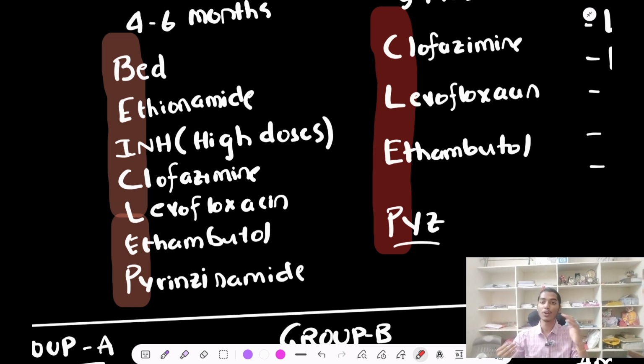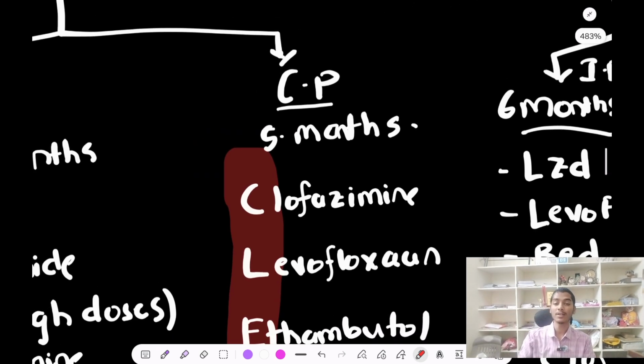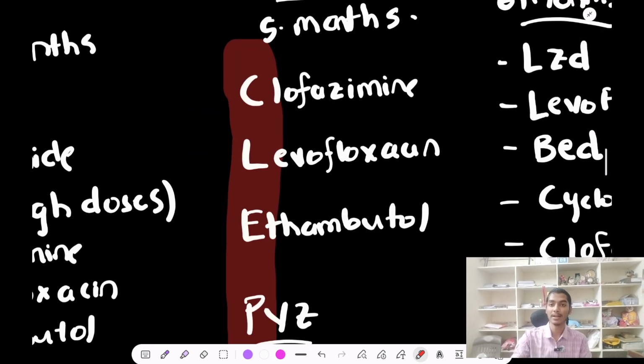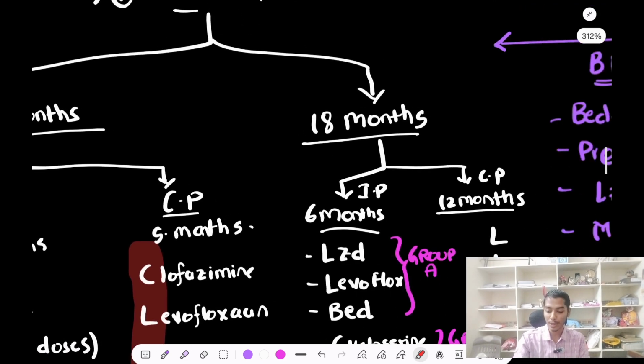Even though it is resistant, we will give high dose. Then C for clofazimine, L for levofloxacin, E for ethambutol and P for pyrazinamide. Whereas for the continuation phase, for 5 months, we will go with CLEP. We remove the B and just give CLEP, that is clofazimine, levofloxacin, ethambutol and pyrazinamide. So these are the drugs that we give in the 9 to 11 months regimen.